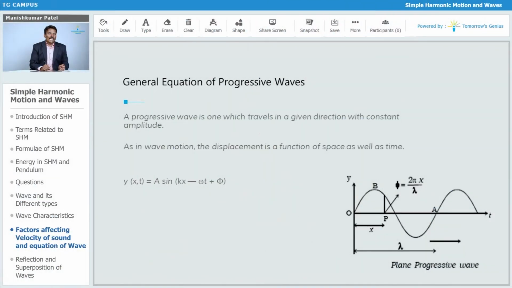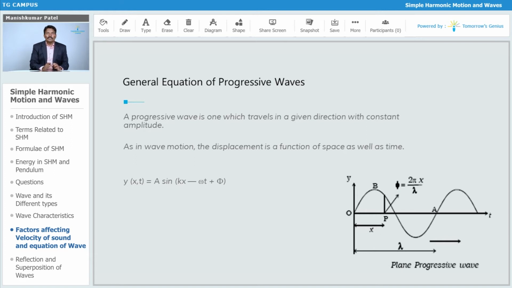Now next we have to study the general equation of progressive waves. Progressive waves are the waves which continuously travel in a given direction, and they have a fixed amplitude and frequency. Those are nothing but the progressive waves, having constant amplitude.